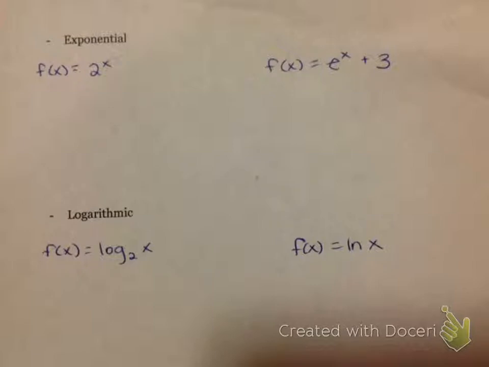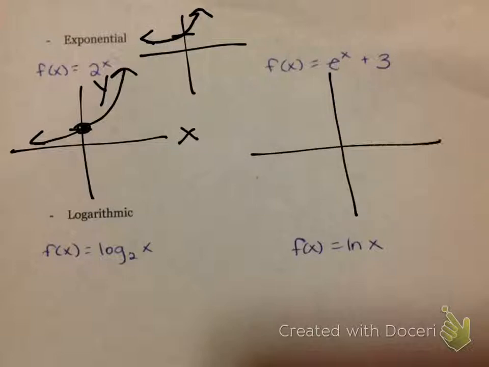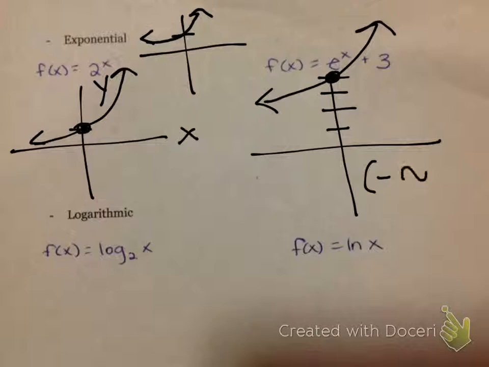Next we have exponential. Our basic exponential curve, quick reminder, crosses the y-axis at 1 and increases left to right. So 2 to the x, and that's all I really need to do. 2 to the x crosses at 1, because anything to the 0 power is 1, and it's going to increase. Now remember, e to the x is just like 2 to the x, because e is 2.71. Plus 3 would move it up 3. So instead of crossing at 1, it would cross at 4, and it still would increase left to right. The domain would be all reals.